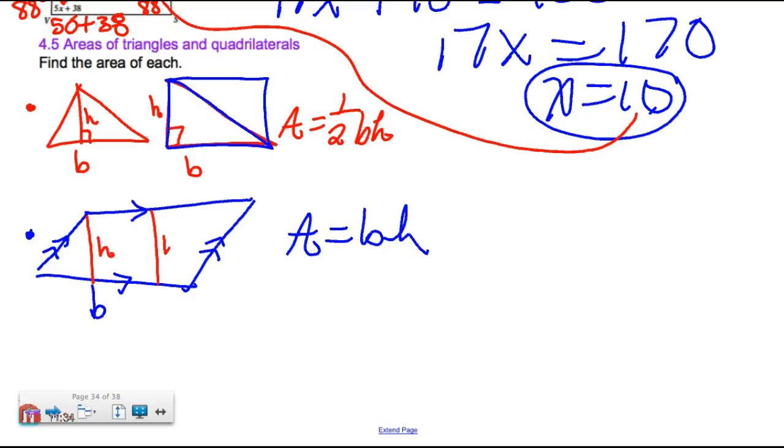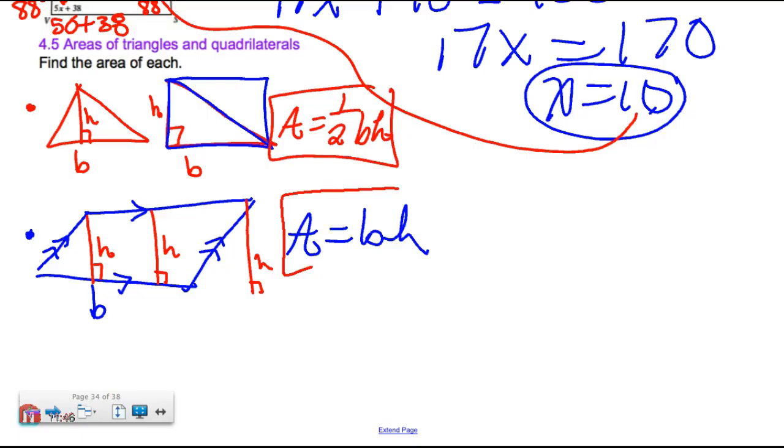Sometimes they'll put it right in the middle. Sometimes they'll put it out here. But you have to make sure you're dropping that height, or that altitude, perpendicular to the base. But really you just do, let's put those in a box, base times height.